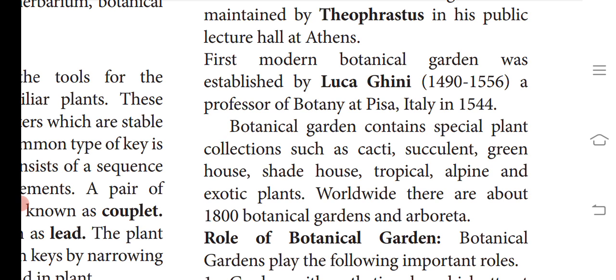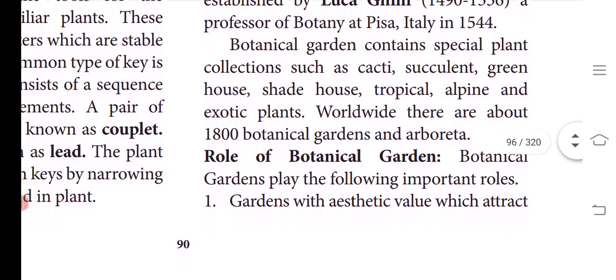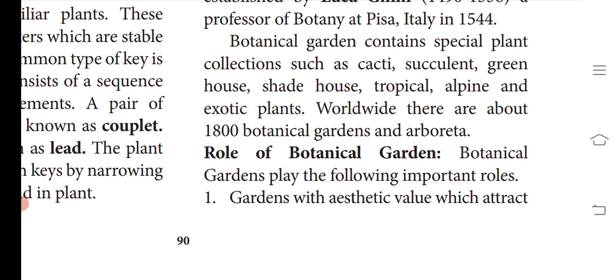A botanical garden consists of special plant collections. Okay, and the names of the plants are given. Worldwide, about 1800 botanical gardens have been described. Why are they built up? Why are the botanical gardens being built up?